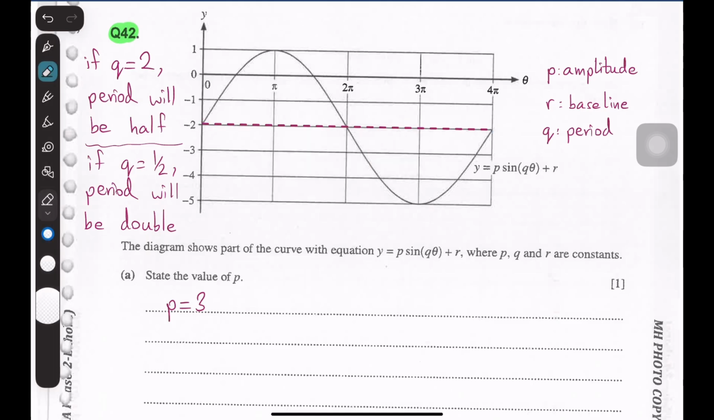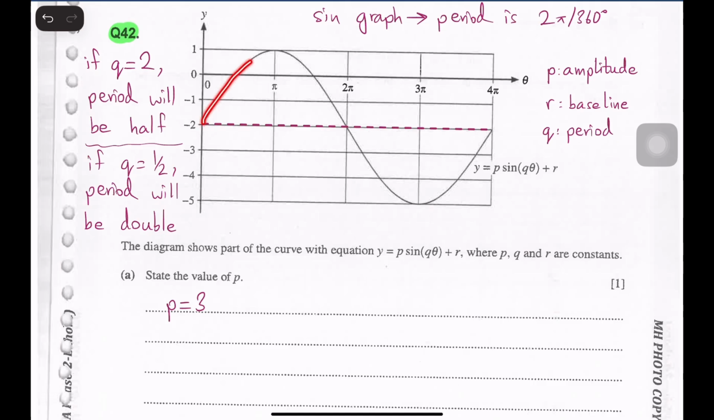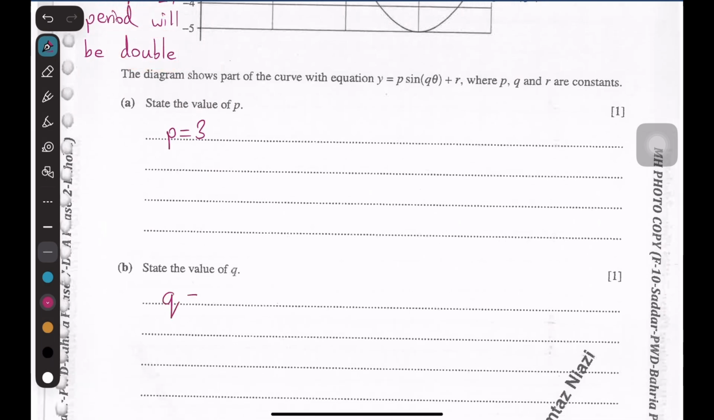So firstly, for a sine graph, period is 2 pi or 360 degrees. Period is basically the interval in which it completes one rotation or one cycle. So over here we can see that it's completing one cycle in 4 pi. So that means that the period is doubled. If the period is doubled, Q will be half. So that's why in this case Q will be half.